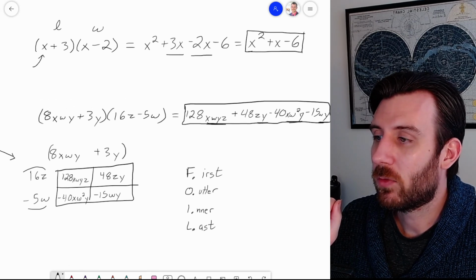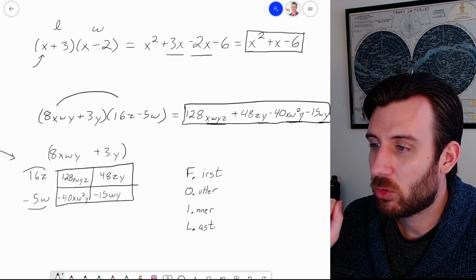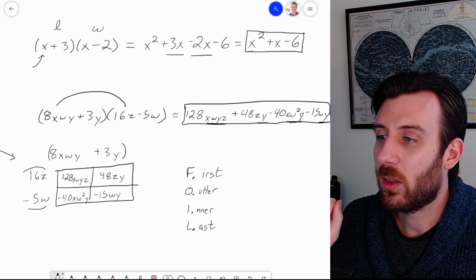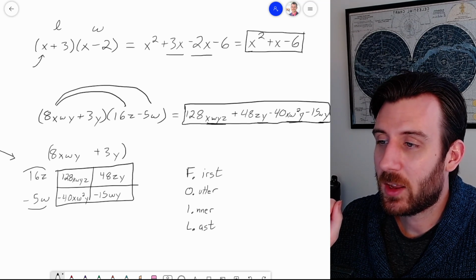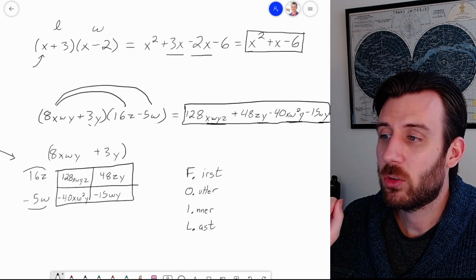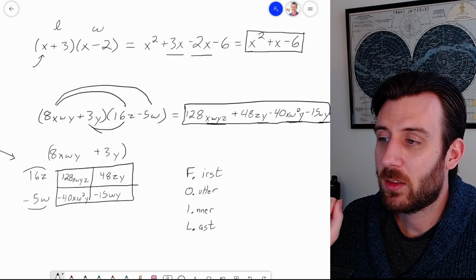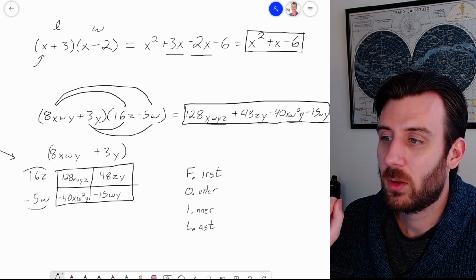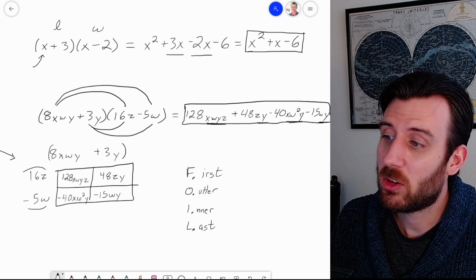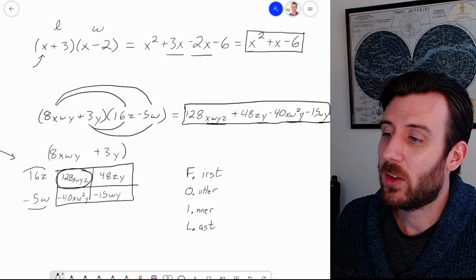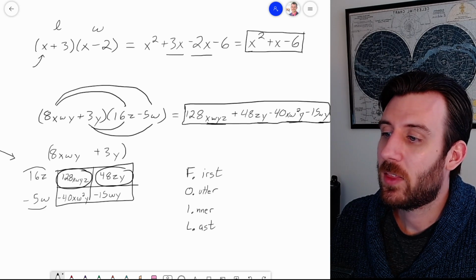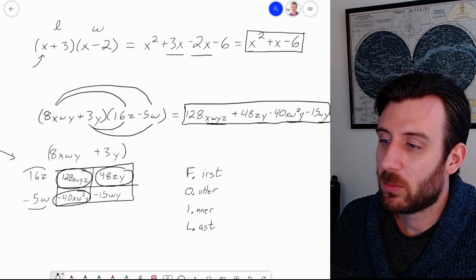You just need to take the first 2 things and multiply them by each other, which would be 8 and 16. The outer 2 things, which would be this 8xwy and the negative 5w. The inner 2 terms, which would be these 2. And the last 2 terms, which would be these 2. Why does that work? For the same reason we have in the rectangle. If you multiply the first 2 terms, that got you this one, the next 2 terms got you this one, and then so on throughout the entire size.